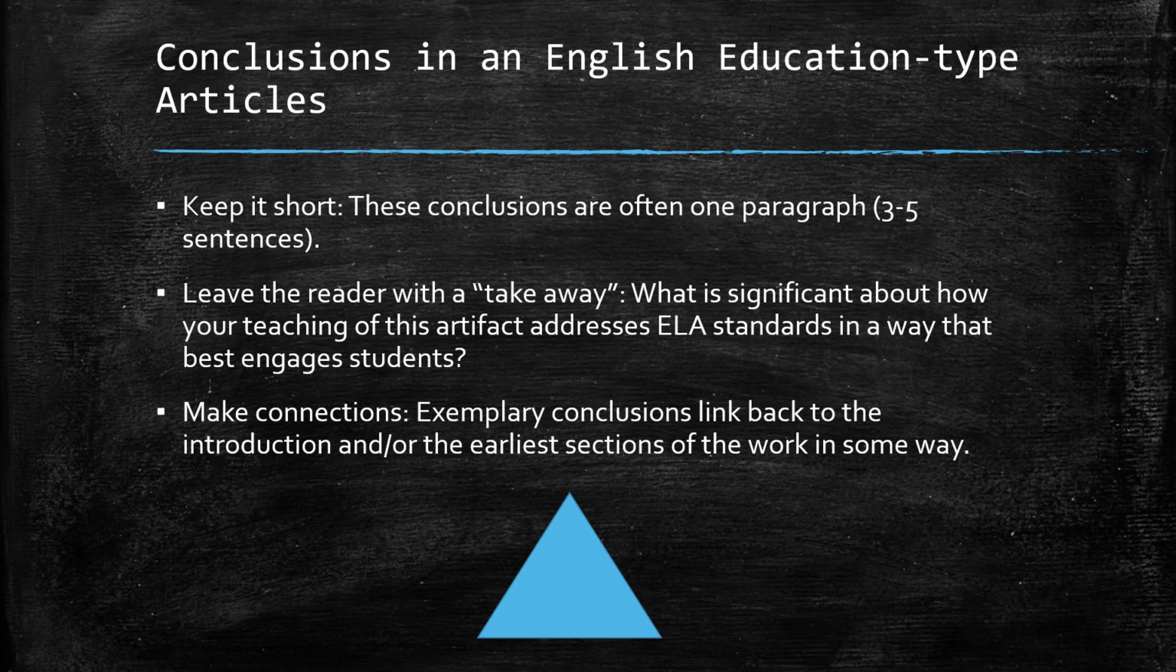So conclusions are the right side up triangle in terms of shape again, but they vary a bit. So there's a little more flexibility with how you set up your conclusion. In an English education type article, you may have noticed this first point, keep it short. Most of these conclusions are about 1 paragraph, 3 to 5 sentences. There was one that had the call to action that was much longer, about a page, but for the most part, they're very short.